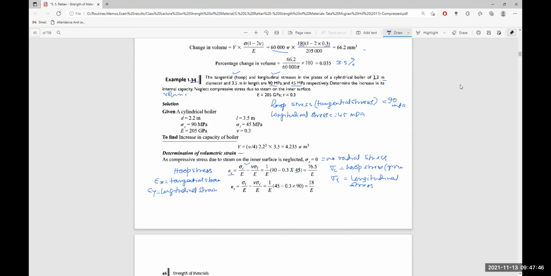And the longitudinal strain, epsilon y, is sigma L by E minus nu sigma c by E. Along the longitudinal length the longitudinal stress is acting, and due to the tangential stress normal to the longitudinal axis, it is creating lateral strain. This is given by nu by E multiplied by the hoop stress sigma c. Putting in the values of sigma L, nu and sigma c, after substitution we get the longitudinal strain as 18 divided by E itself.